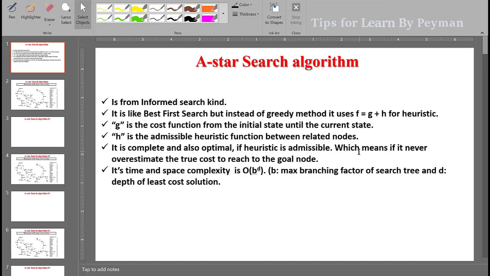Heuristic is admissible, which means it never overestimates the true cost to reach the goal node. Its time and space complexity is of the order of b to the power d, where b is the maximum branching factor of the search tree, and d is the depth of the least cost solution.